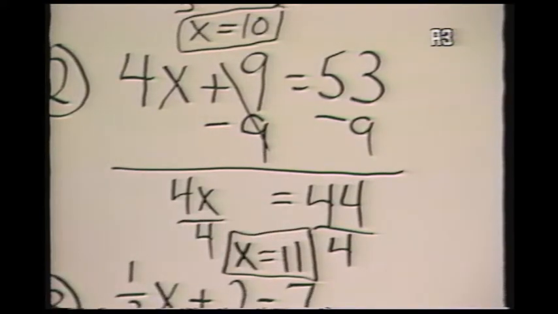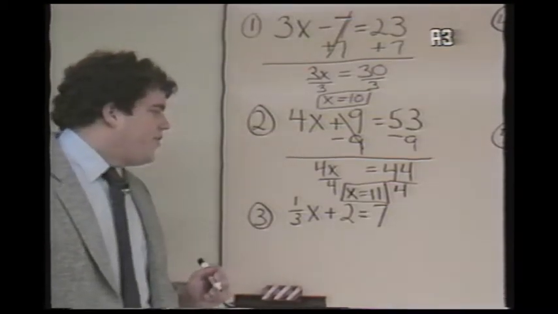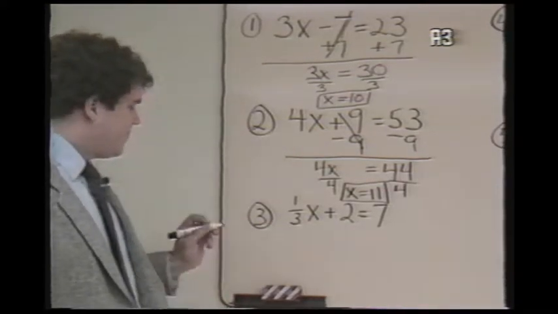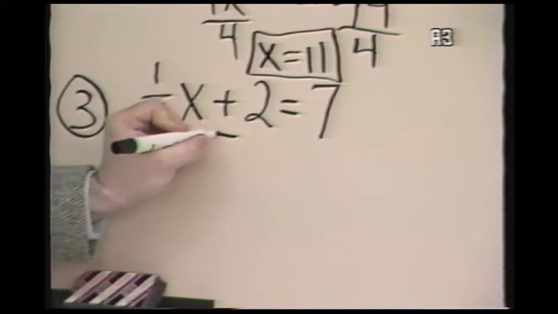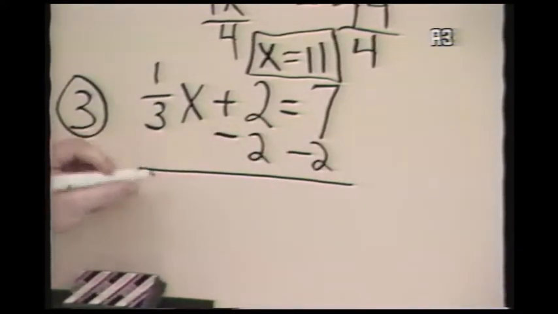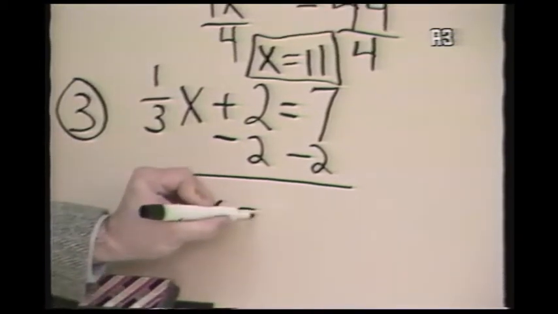I subtracted 9 from each side and divided each side by 4 there. Let's look at our next problem. 1/3 x plus 2 equals 7. I should subtract 2 from each side, and I get 1/3 x is equal to 5.